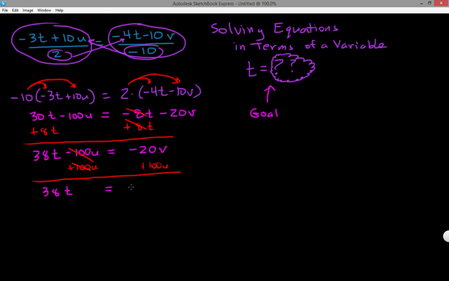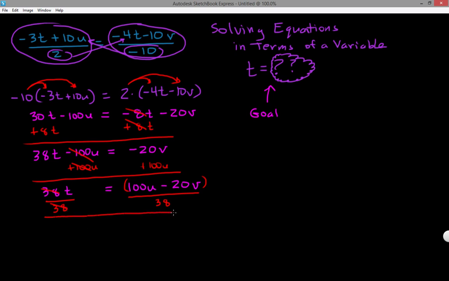Since this one's positive, I'm going to write the positive 100u first, and then a negative 20v, which is just like a minus 20v. Okay, I've almost got t by itself. What I need to do is get rid of that 38. I'm going to divide both sides by 38. Now I have to divide this whole side by 38, which means I'm dividing the whole right side. That's now the numerator. These 38s cancel.